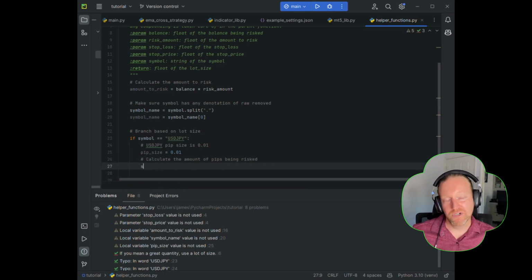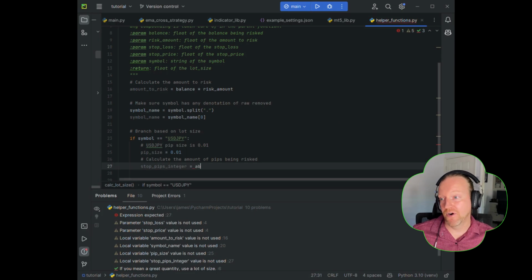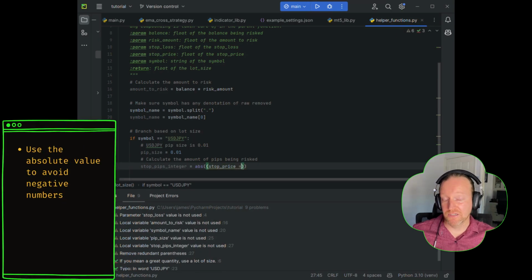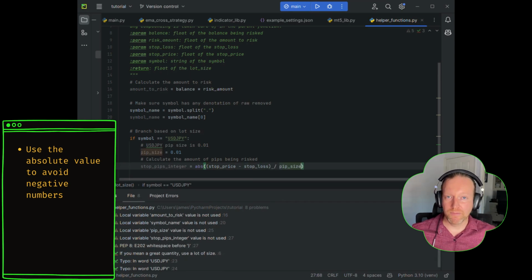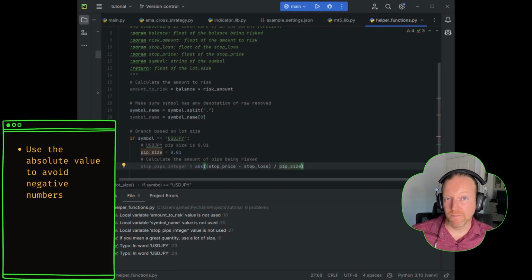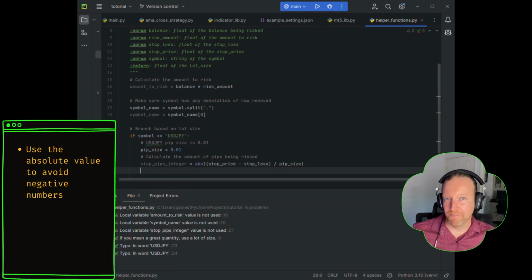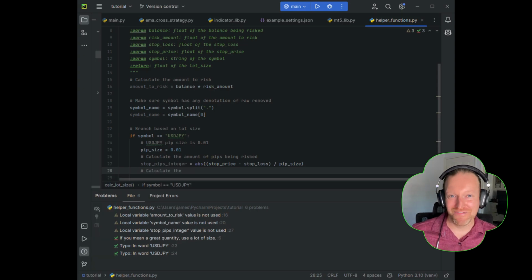So to do that, we're just going to declare the pip size in there. If we go through our if statement, we say if symbol is equal to USD JPY, here's what the pip size is. Next, we figure out how many pips are actually in the difference between our entry price and our stop loss price. And we calculate that as an absolute value. As you can probably figure out, if you were doing this with a sell stop, it would be a negative value. And you can't really place a trade for a negative amount of money. That'd be pretty funny, but you actually can't. So we just make that an absolute value.